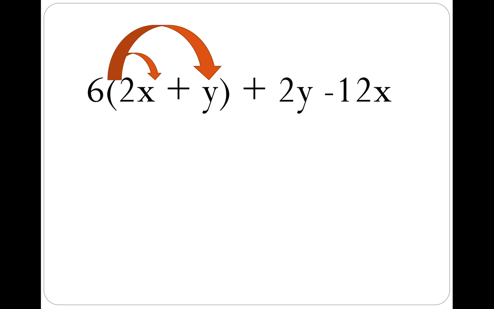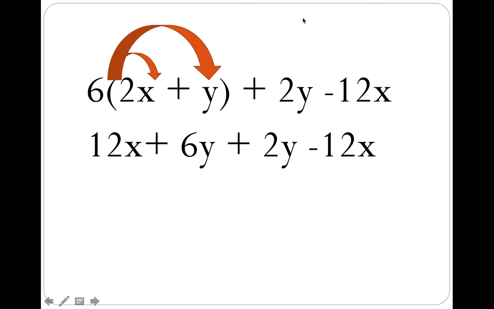We're going to distribute this 6 to the 2x and the y. If there's no coefficient in front of the y, you can picture a phantom 1 right there. It's like 1y. Just like if you said, hey, there's a car, you would be saying there's one car, right? If you say we have y, it means we have 1y. So that's going to be 12x plus 6y, and these terms out here stay the same.